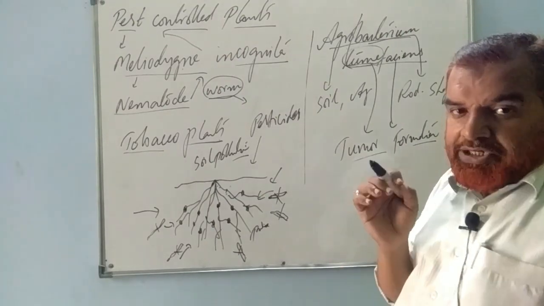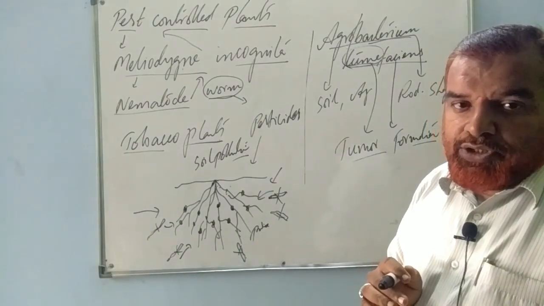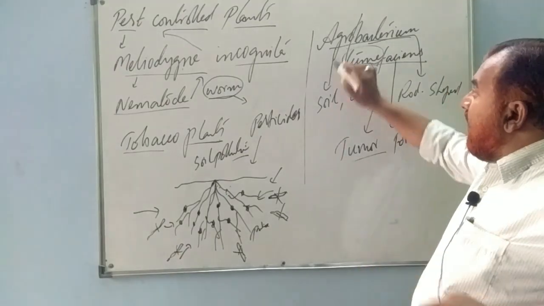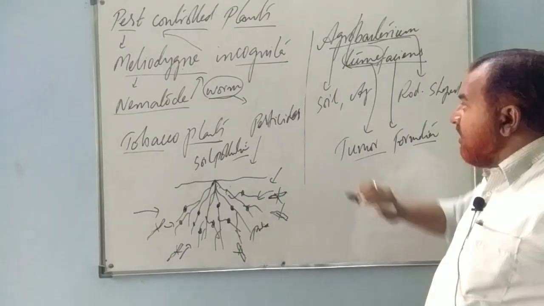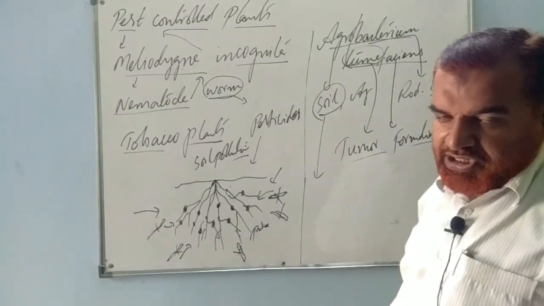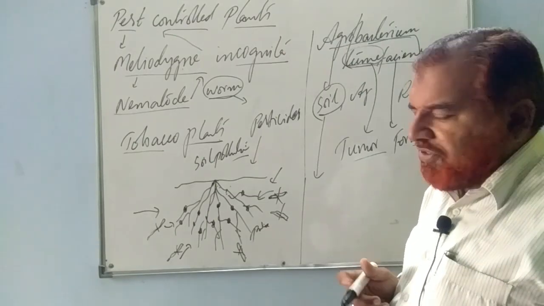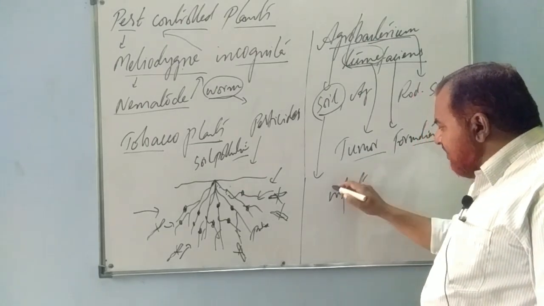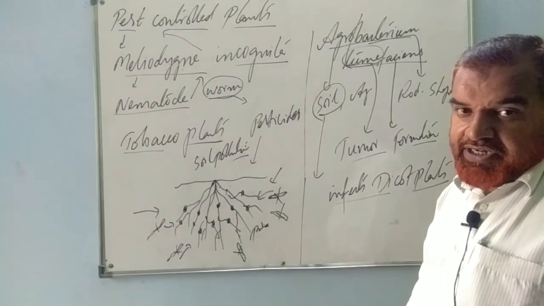The bacteria that infects the plant and causes tumors in the plants, such a bacteria is what is known as Agrobacterium tumefaciens. This is also a soil bacteria. What bacteria? Soil bacteria found present in the soil. What is the significance of this bacteria? Means to say that this bacteria normally infects the dicot plants. What plants? Dicot plants. Infects the dicot plants.